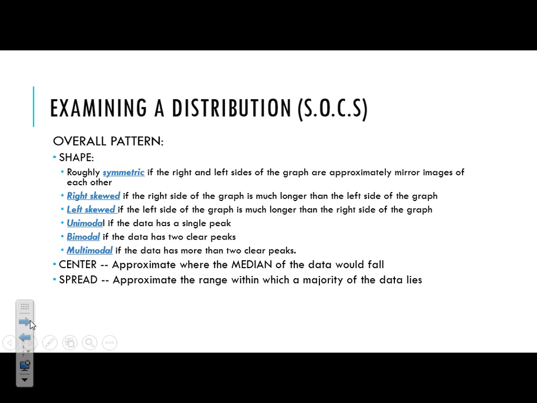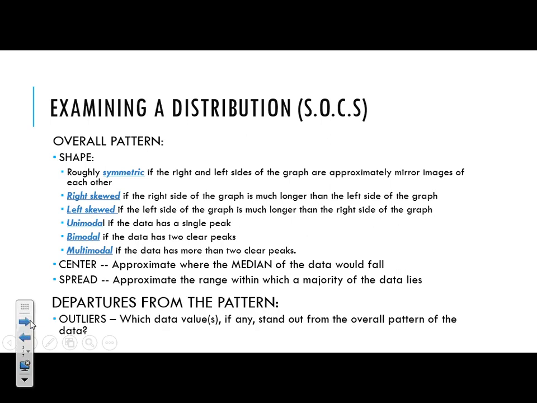The O falls underneath a category of departures from pattern. So we want to look at the overall pattern, and we also want to look for departures from the pattern of data. And we've talked about this term before, a good old term of being an outlier. All right, do we have any data value or values that stand out from the overall pattern of the data? Now, not every data set will necessarily have outliers, so don't go trying to search for them. If they jump out at you, it's a good chance that they're going to be an outlier.